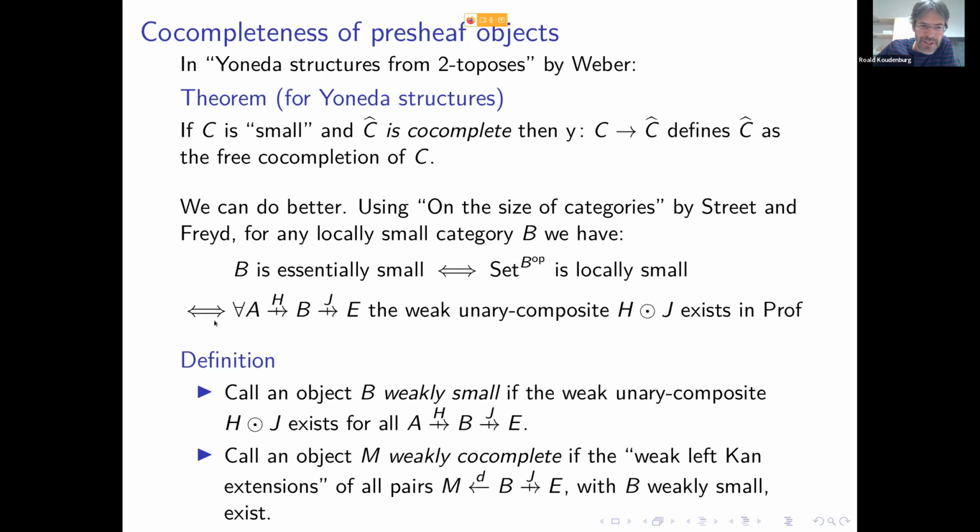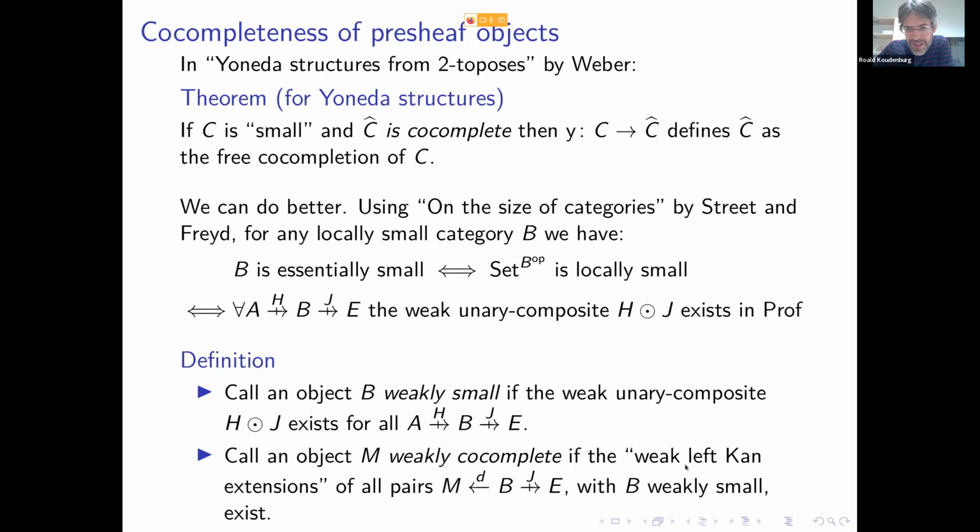This last condition we formalize in any augmented virtual double category. So we call an object B weakly small if for any pair of horizontal morphisms with B in the middle, their weak unary composite exists. And then we call an object M weakly co-complete if the weak left Kan extension of all pairs like this, with B weakly small and D a vertical morphism into M, exists.